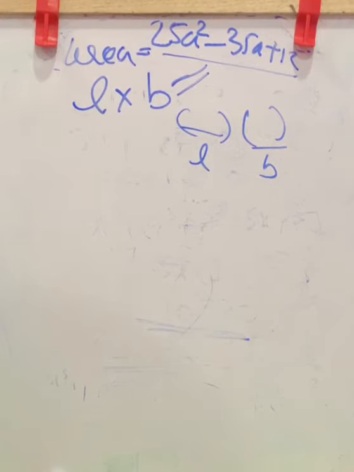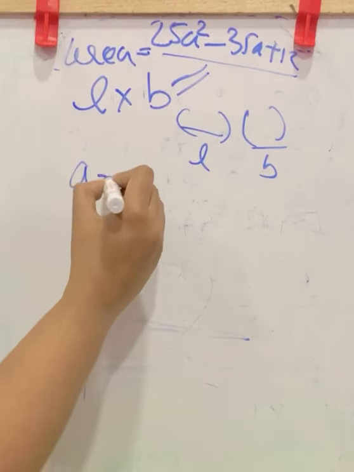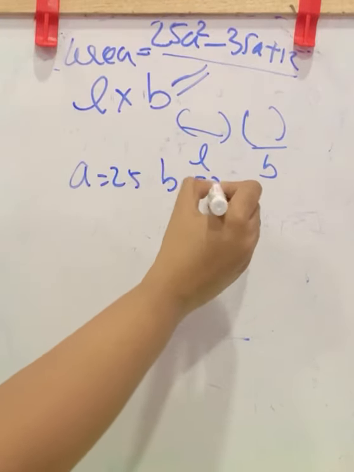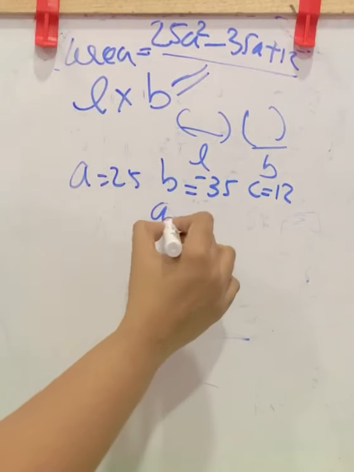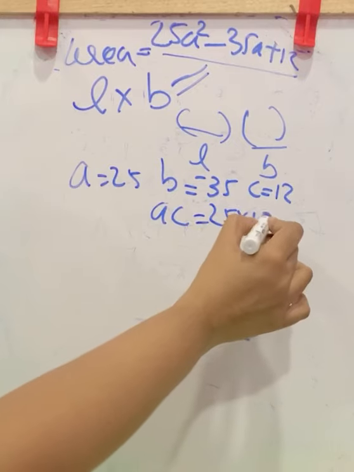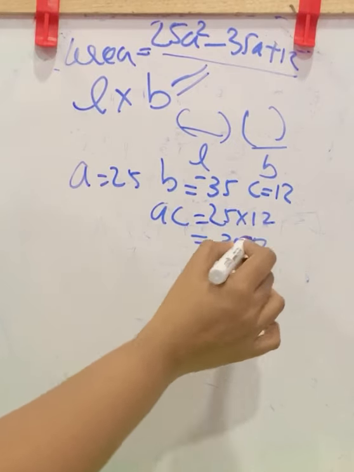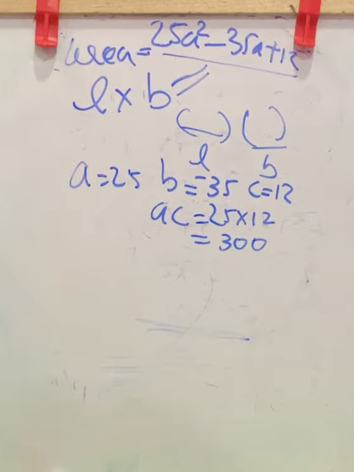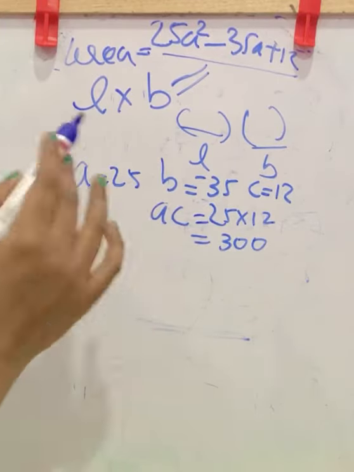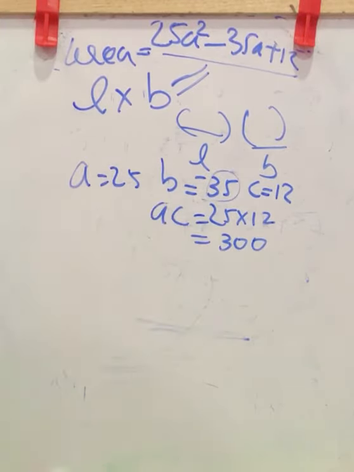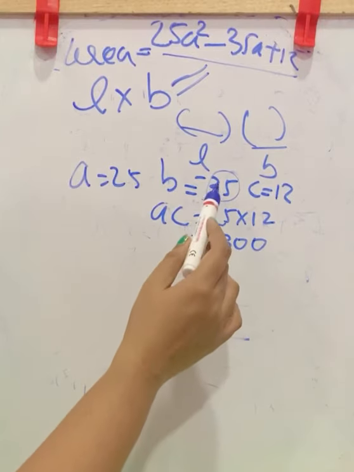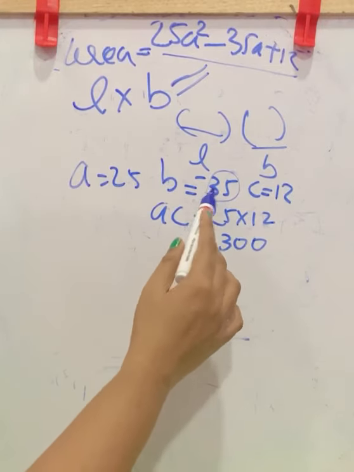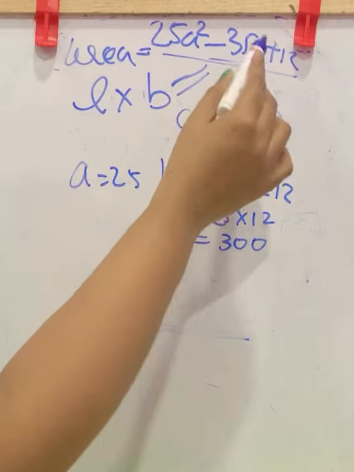So from this, A is 25, B is negative 35, C is 12. In middle term splitting, you first find AC, that is 25 into 12, you will get 300. Now you want to check which factors of 300, after adding or subtracting, give 35. That is 15 and 20. 15 into 20 is 300. And 15 and 20 add to get 35. Now you want to get minus 35.